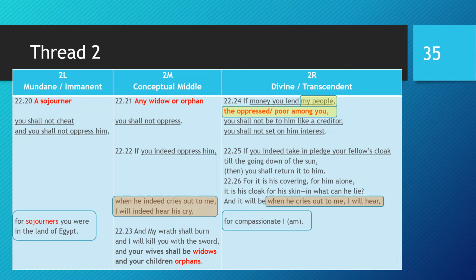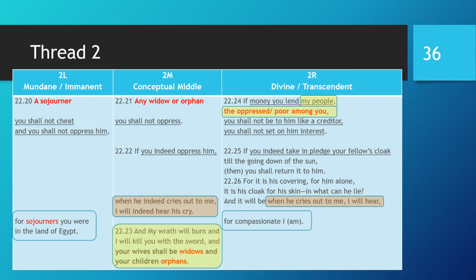And his passion against the oppressor is worked out in his imminent engagement with the oppressor's personal history, measure for measure. My wrath will burn, and I will kill you with the sword, and your wives will become widows, and your children orphans. So the first two threads have common rhetorical characteristics and show signs of being carefully woven designs, not simply a collection of laws.